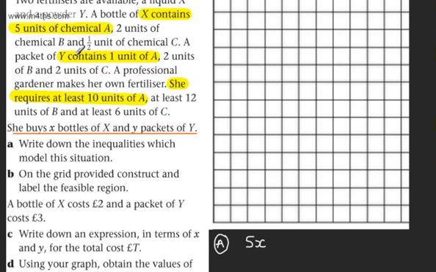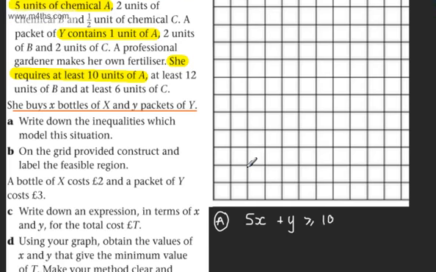If we consider the next one, in Y, we've got 1 unit of A. So that's going to be plus y. So if she bought 10 packets of Y, she's going to have 10 units of A. This now must be at least 10. So we know that she wants at least 10 units of A.